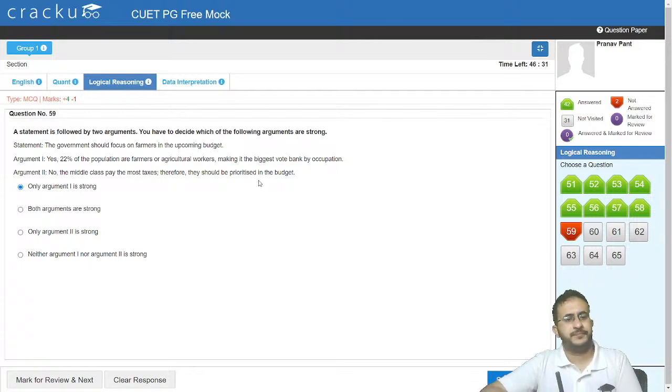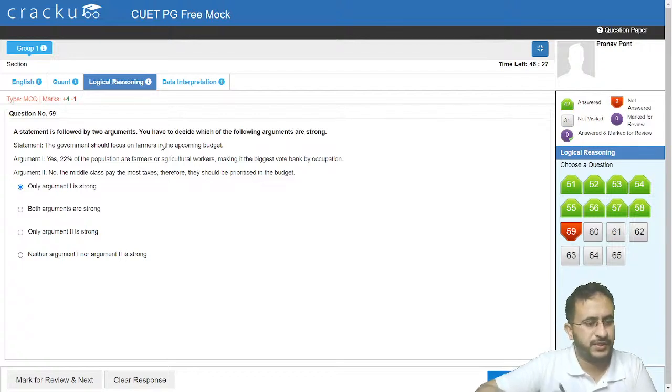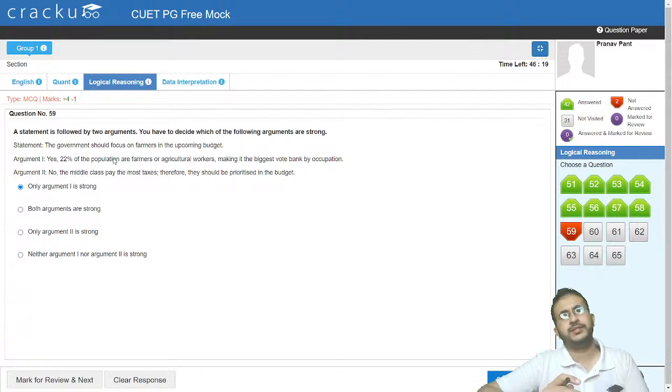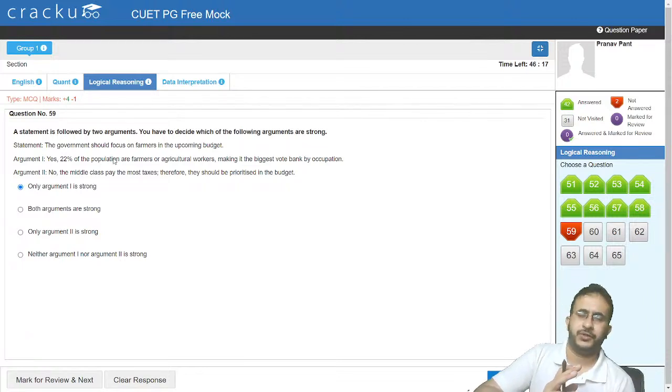No, that is not the... It is not about priority. It is saying that should there be focus? Yes, there should be focus, but partially true, that 22% is a significant number, right? 22%. But the vote bank part, I would still go with one. Okay.